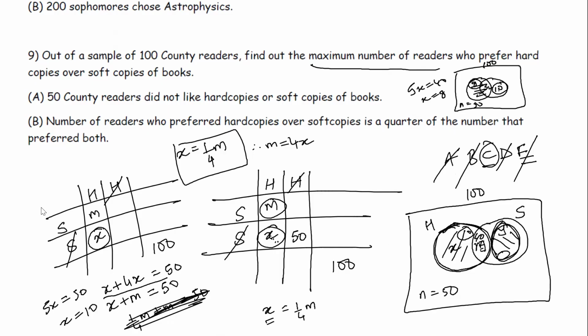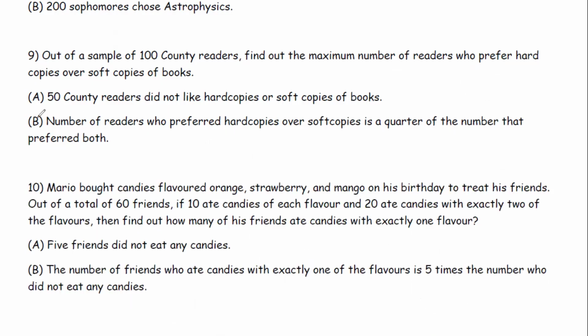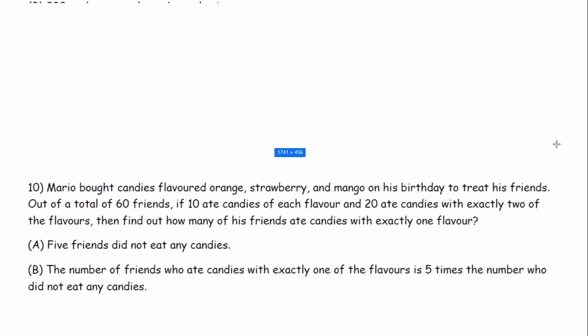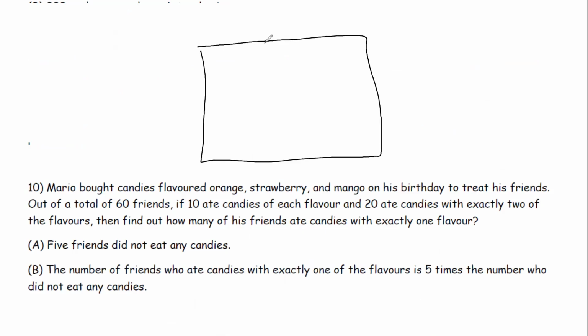Okay, finally, last question. Mario bought candies flavored orange, strawberry, and mango on his birthday to treat his friends. So the three circle question. Out of a total of 60 friends, so that is orange, strawberry, and which other flavor was there? Mango. Okay.